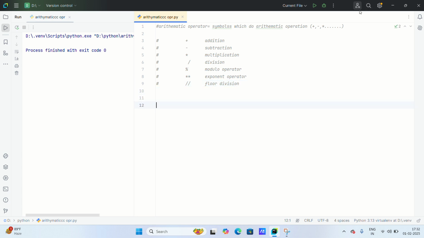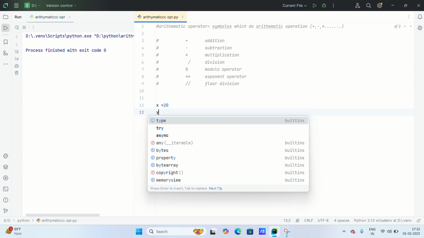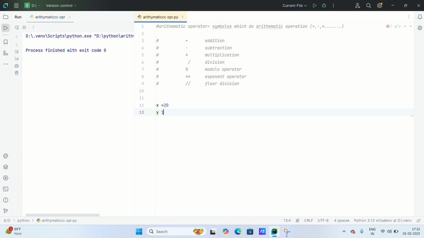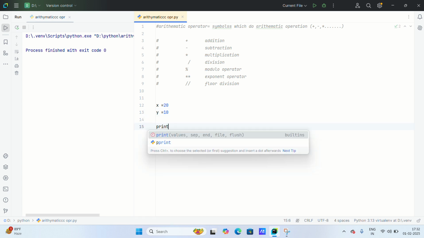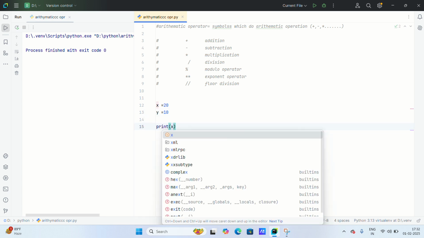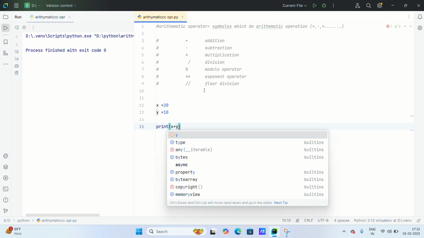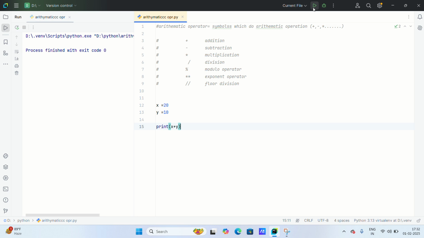So first I have to perform the function. I'm going to tell you about the addition operator. For that I will take two numbers, x equal to 20 and y equal to 10. So for addition, print x plus y. According to the logic, these two numbers will get added and the result will be 30. So as you can see, this gave the result 30.